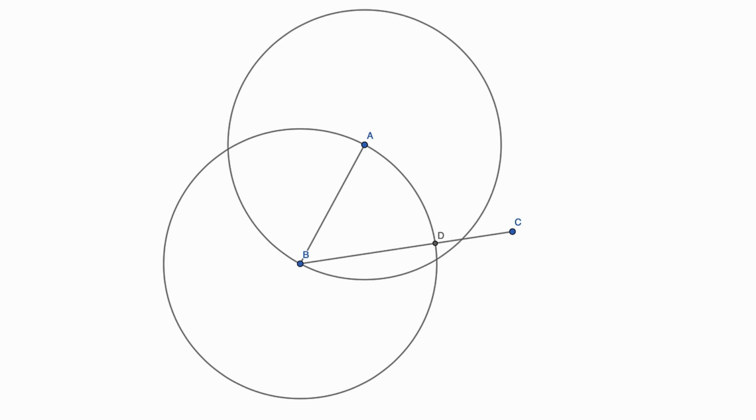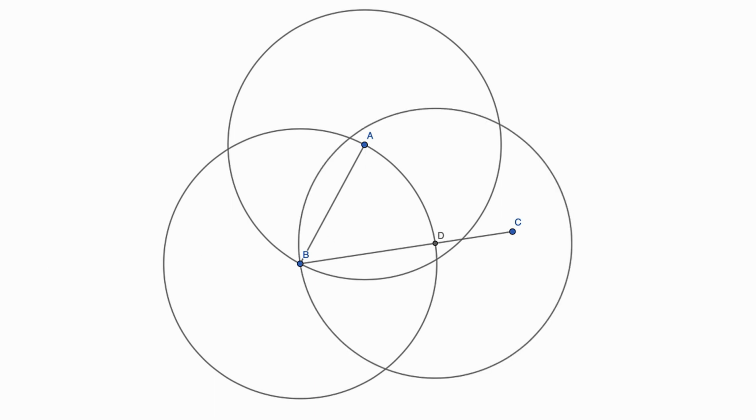We're then going to create another circle centered at A, also with radius AB, and another circle centered at D with radius AB. Notice that these two circles intersect, so we're going to create a point E at that intersection. Then a line through BE is the bisector of this angle.